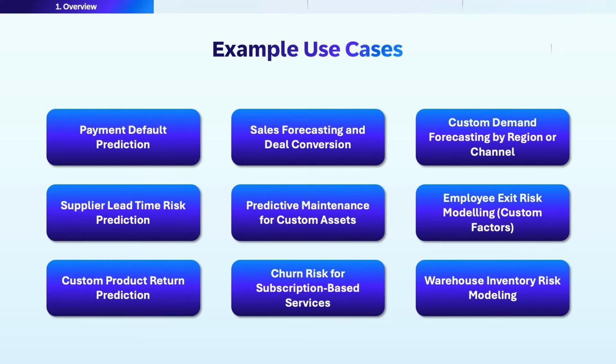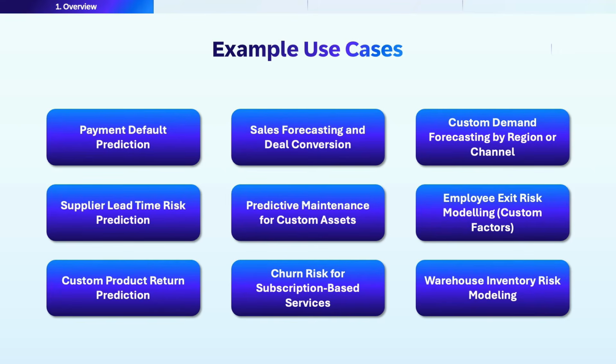Supply or lead time risk prediction identifies purchase orders that may face delays by analyzing historic delivery patterns, supplier behavior, and external signals. Predictive maintenance for custom assets can forecast failures in industry-specific or non-standard machines by monitoring operating parameters. Employee exit risk modeling helps organizations understand workforce dynamics by detecting attrition risk based upon custom internal metrics rather than generic benchmarks.